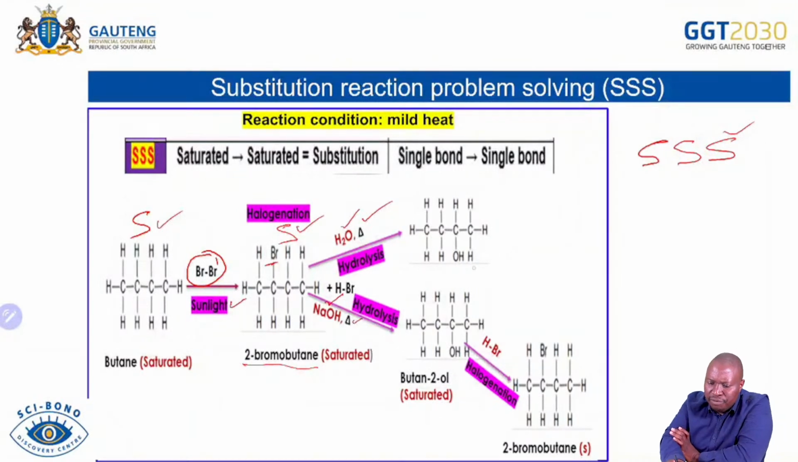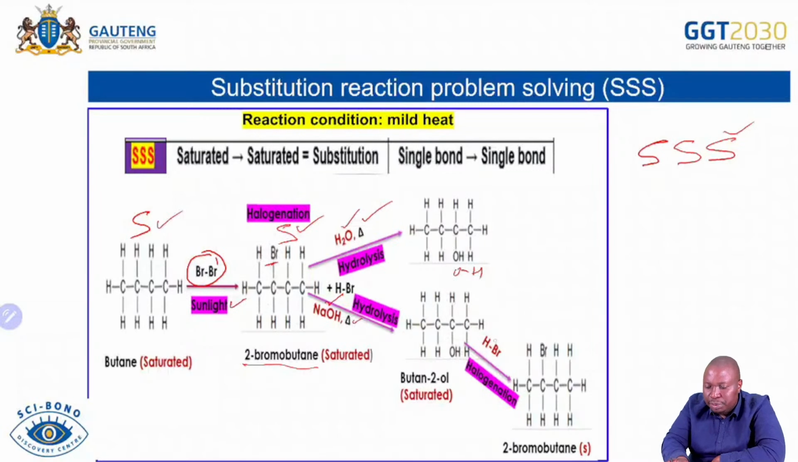Now, forgive me for not showing the bond between O and H here. Always when you write OH, you must show all the bonds, even the bond between the O and the H. And then that forms our alcohol, which in this case is butanol. So you are able to see that whether you use water and mild heat or dilute sodium hydroxide and mild heat, it does the same. It's going to substitute the Br on carbon number 2. Hence, we have our alcohol with the OH on carbon number 2.